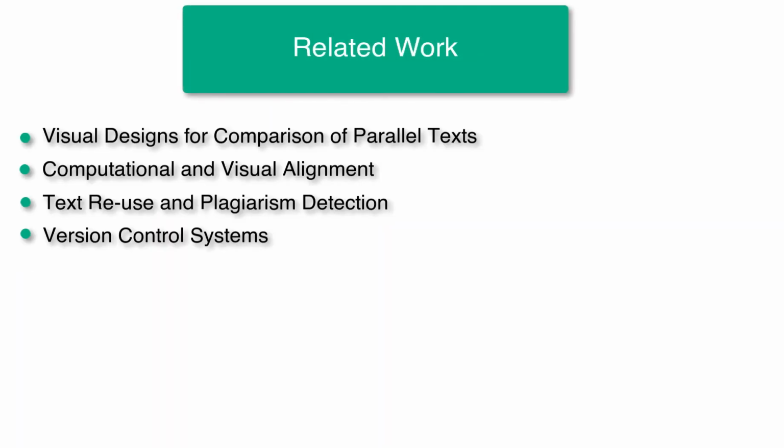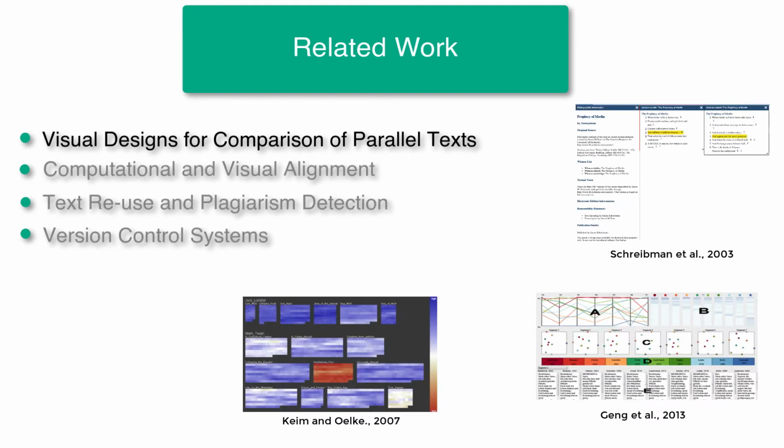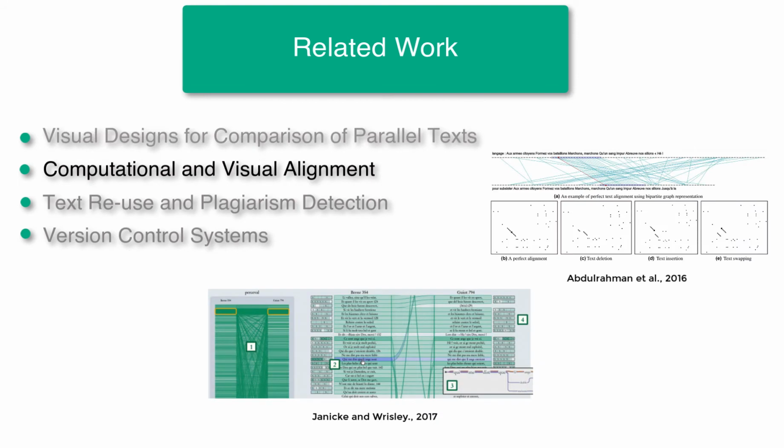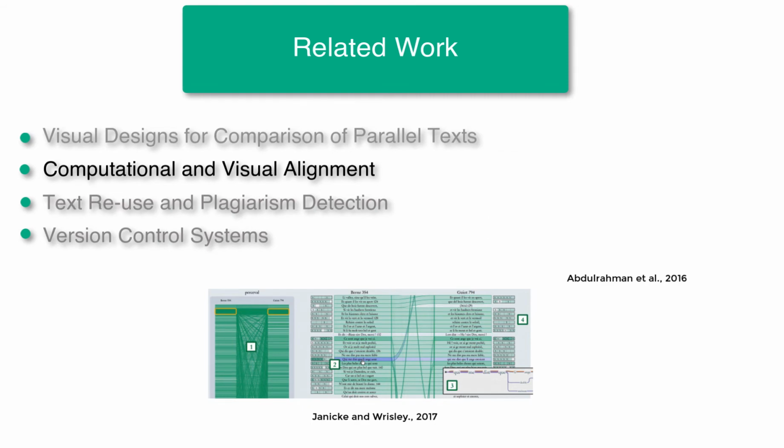Related work. We divided the previous work into 4 groups. Visual designs for comparison of parallel texts, which includes approaches that facilitate visual techniques to support comparative tasks. Computational and visual alignment, which includes visual techniques that incorporate computational methods to support the alignment process.